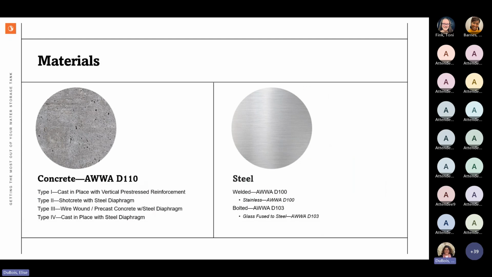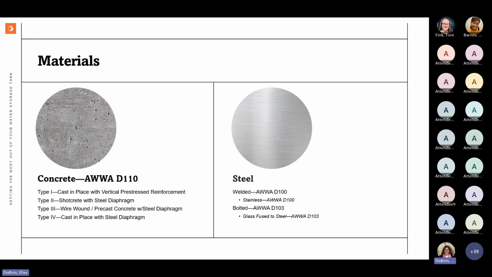So materials, they fall into 2 basic categories. Concrete, typically we see types 2, 3, and 4. Type 1 is pretty rare. If you have an odd-shaped tank, it's a type 4 concrete, as they are usually designed by an engineer, not a tank manufacturer. There are 2 main steel classifications within AWWA, welded and bolted.